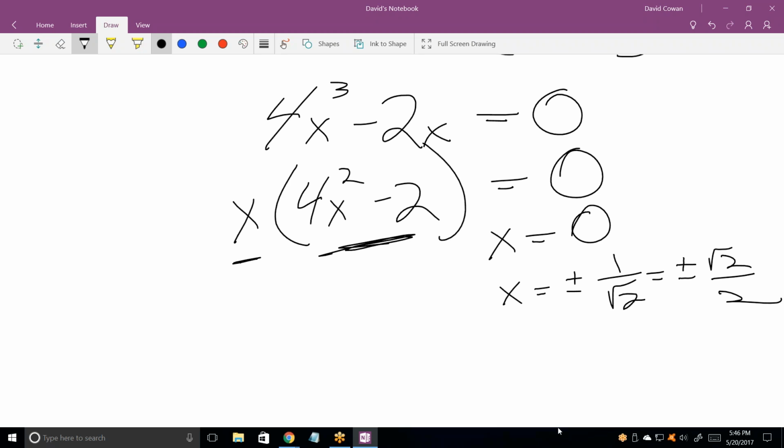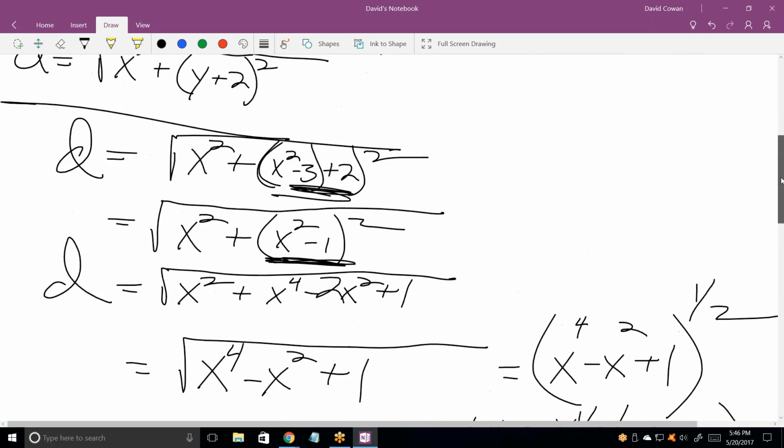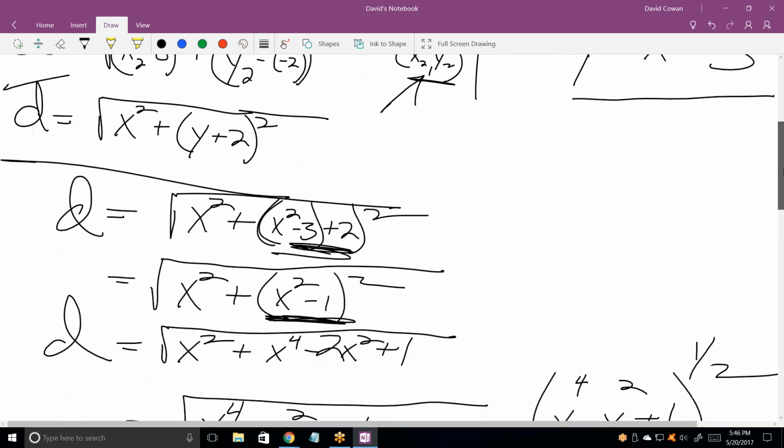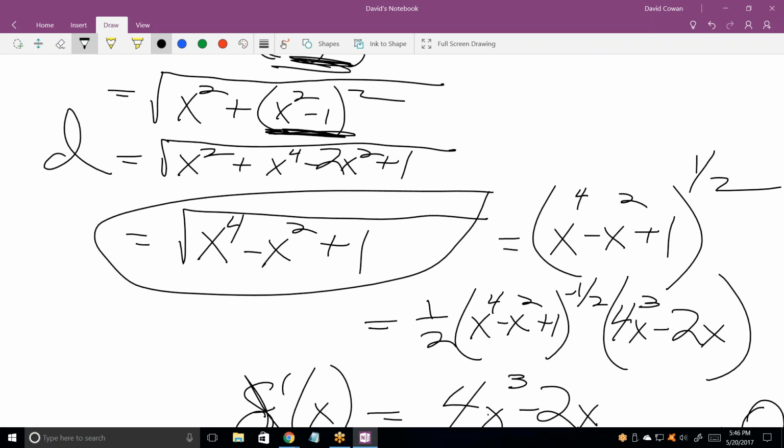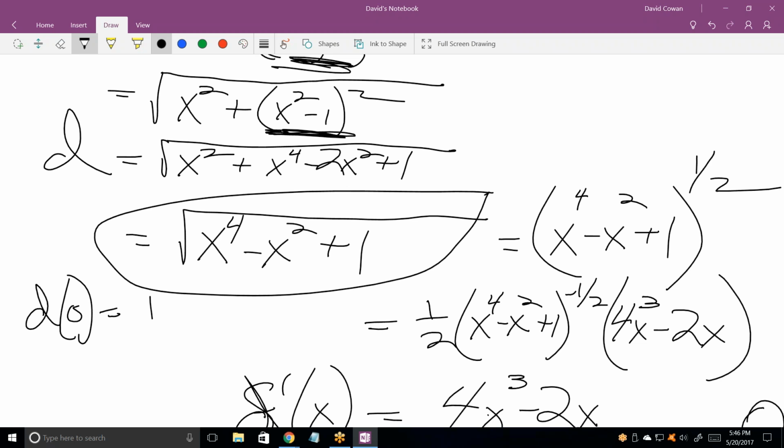But if we go back to our original distance formula, as a function of x, this one right here, we can plug in all 3 of those values and figure out what's the minimum distance. Well, the first value was 0, right? So d of 0 equals the square root of 1, which is 1. What is d of 1 over root 2, or root 2 over 2? In fact, it's a little easier to do the math if we rationalize that. Make it root 2 over 2.